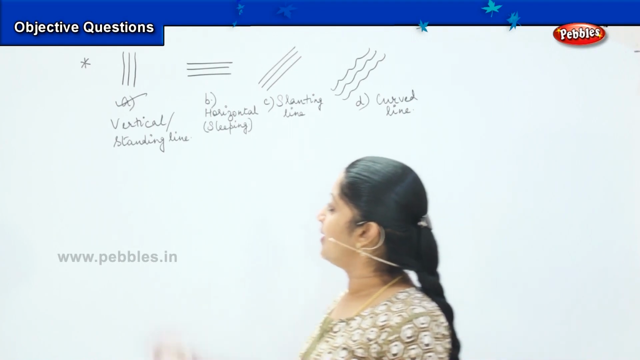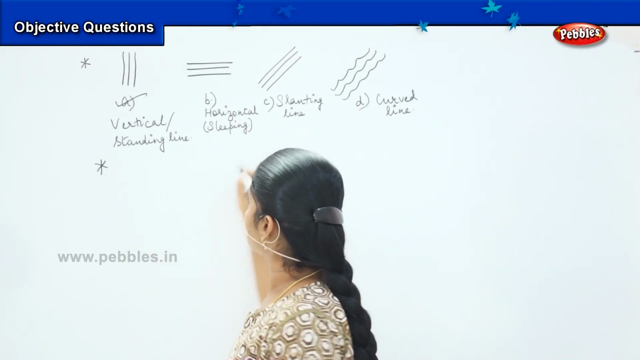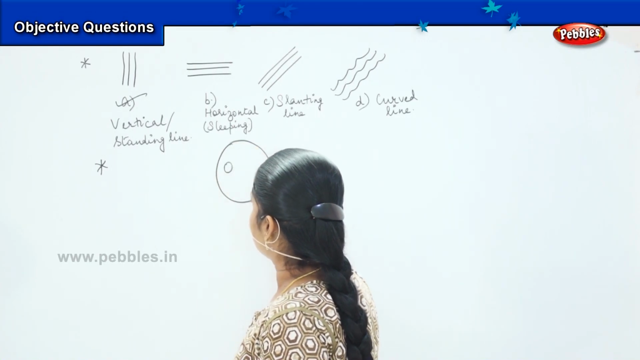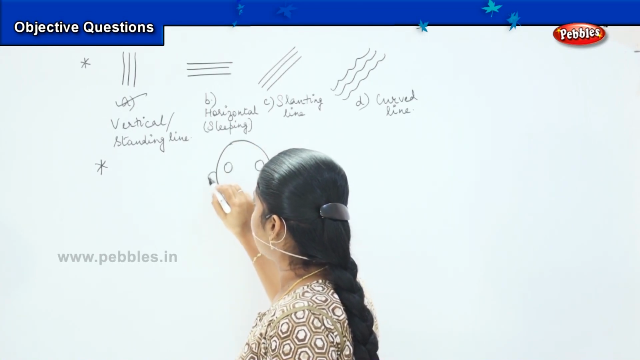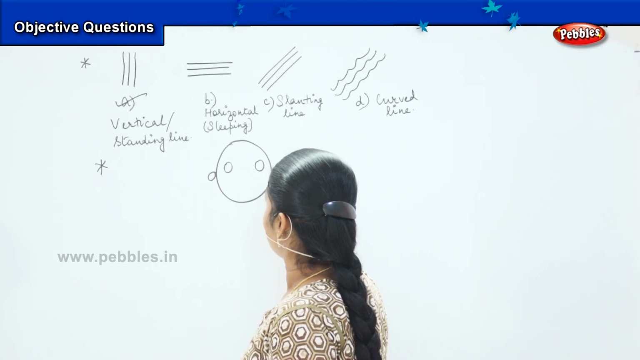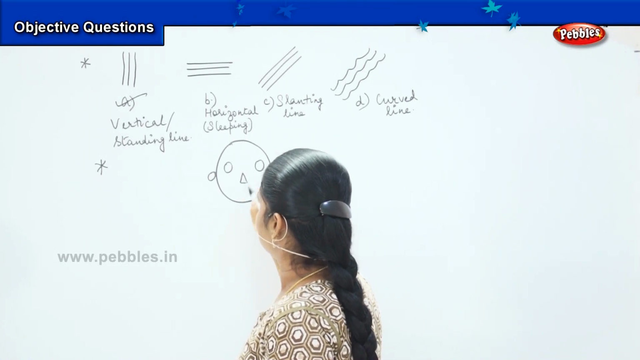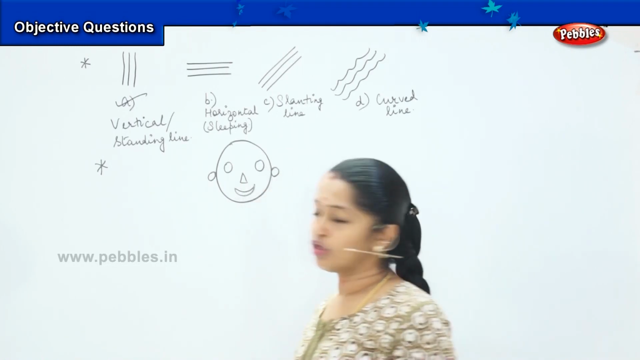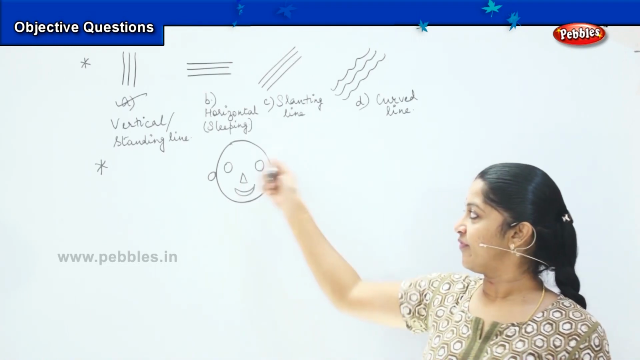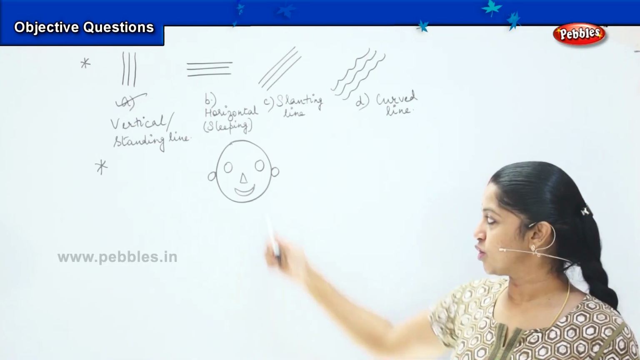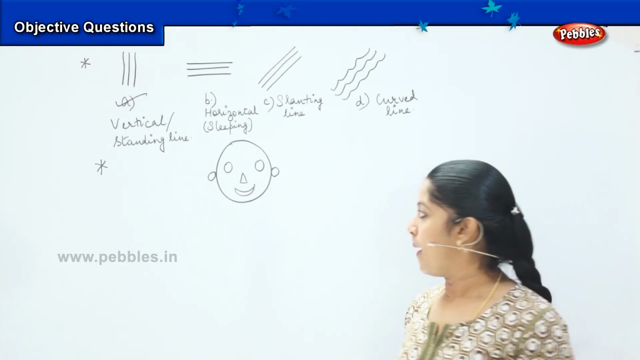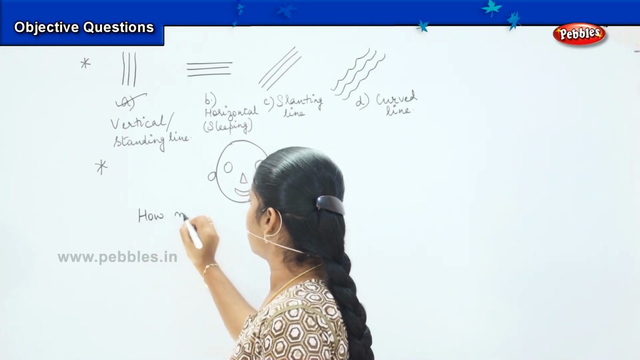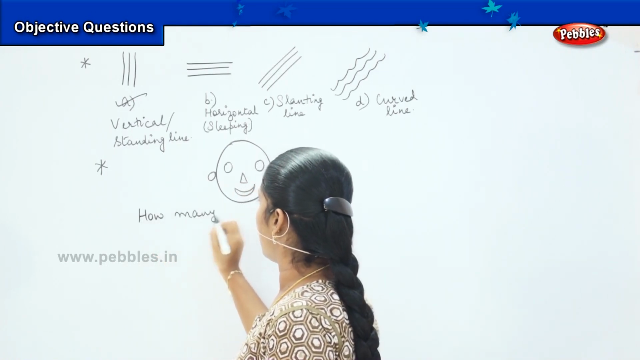Okay. So, here I am going to draw a small face for you. And from this figure, you are going to answer me a few questions. Okay, this boy's face is so cute, which is consisting of different shapes, right? He's looking so smiling. So now, my question is, how many circles are there on this face?